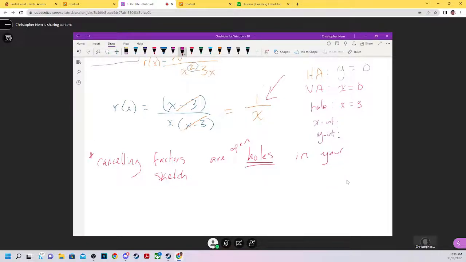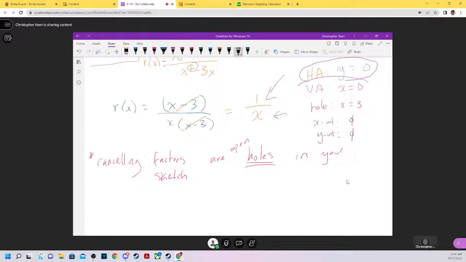Now, the y-intercept, and it makes sense because I have a horizontal asymptote of y equals 0. So I'm never going to touch that area. And same with the y-intercept. If I plug in x for 0 right here, I'm dividing by 0. So I don't have a y-intercept. So it's empty. There's no x-intercept, there's no y-intercept. So we're looking good so far.